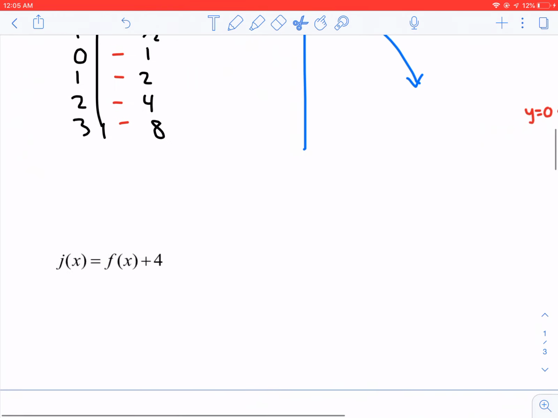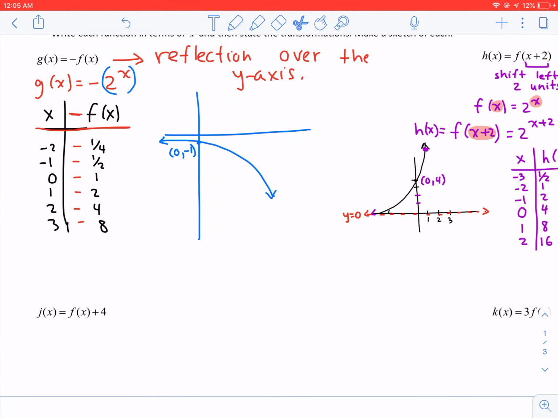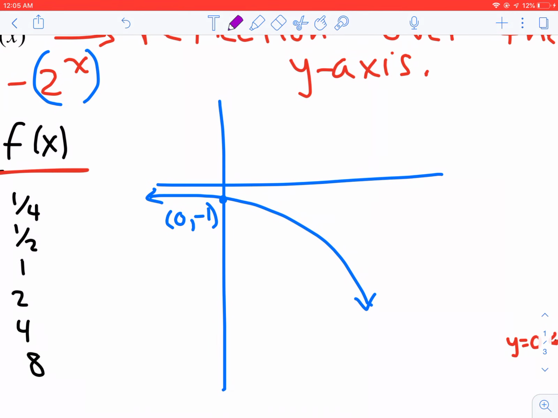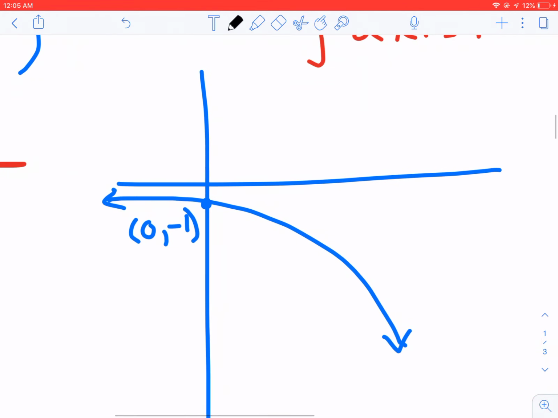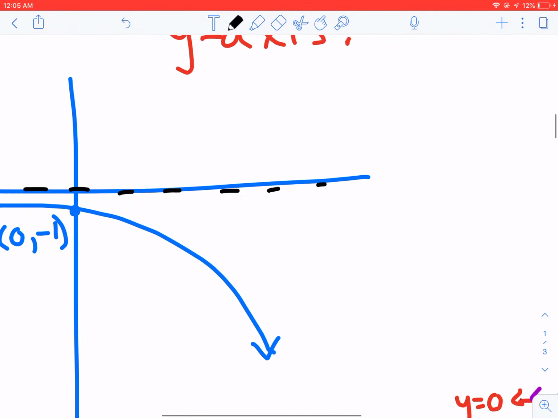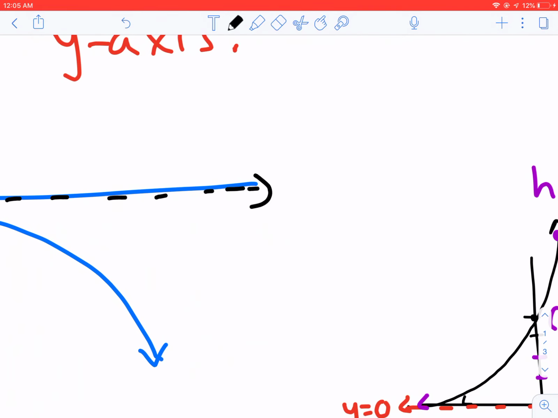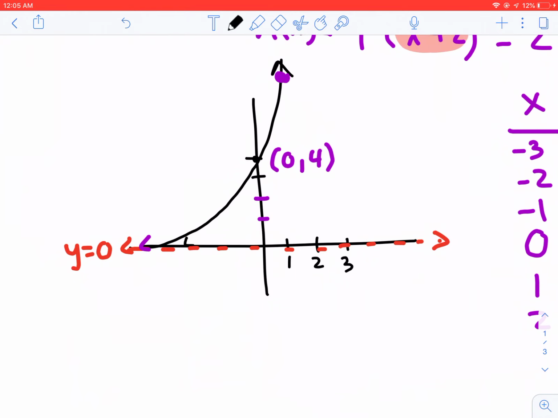All right, f of x plus 4. Oh, and sorry, by the way, these two previous guys we just graphed, right, they still have horizontal asymptotes at y equals 0.